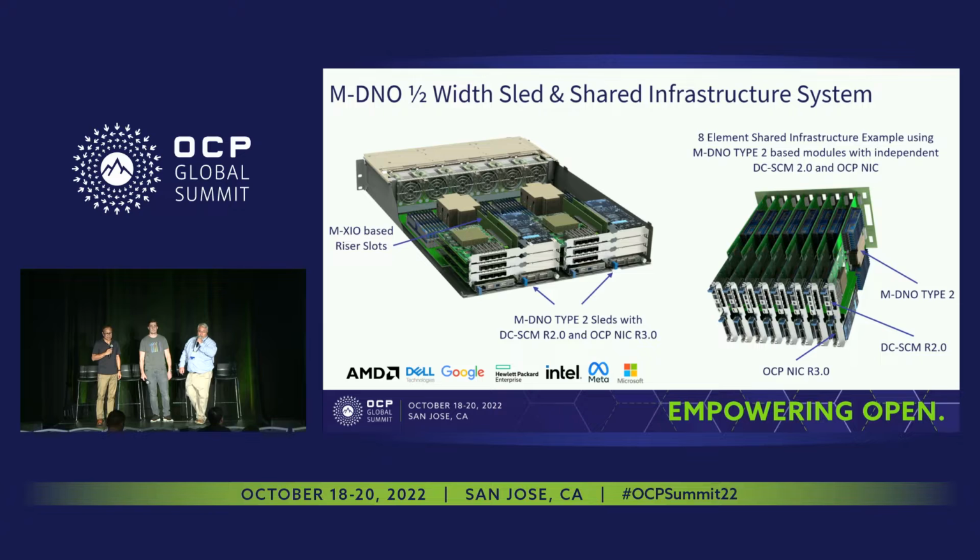A couple more examples. You're looking at a two-node Sled-based server that's shown on the left that has a lot of storage capability off the back. This would be a solution that's optimized highly for I/O and connectivity, but it's still the same core infrastructure that's utilized with the M-DNO Type 2 to build out these nodes.